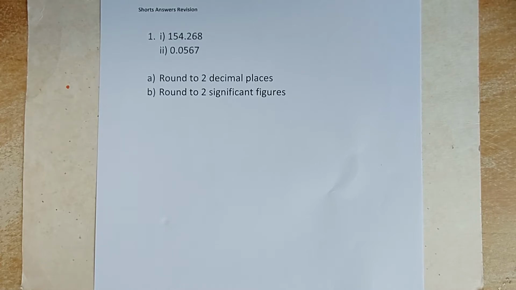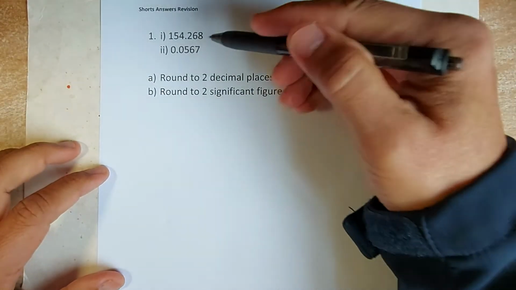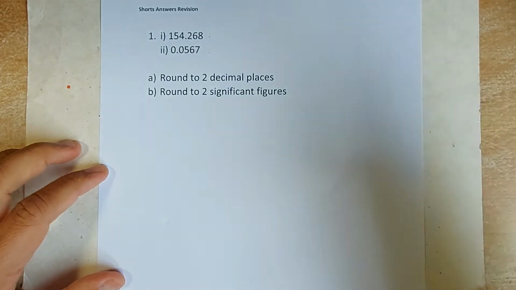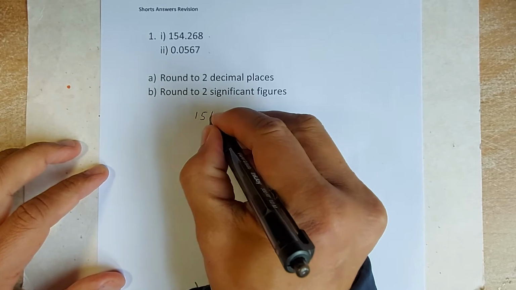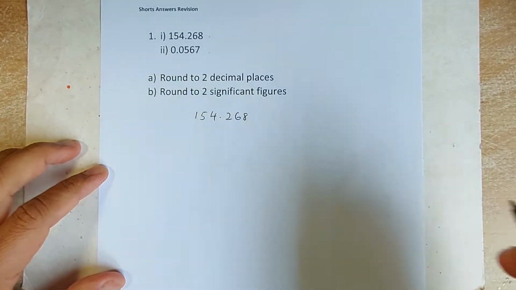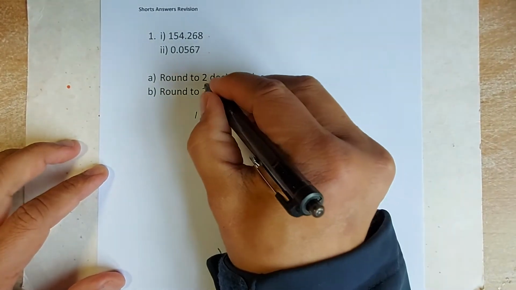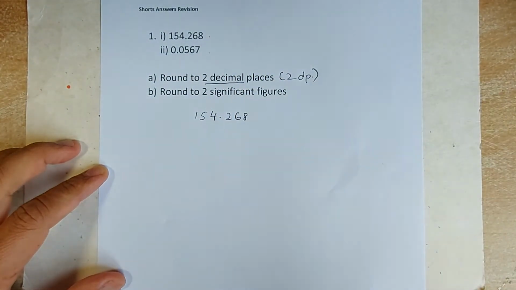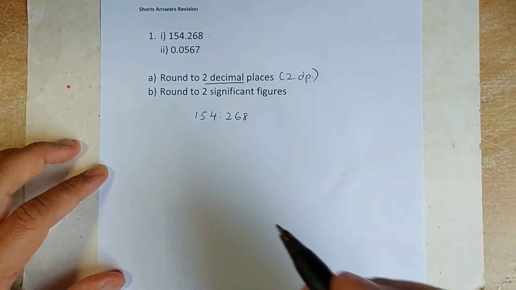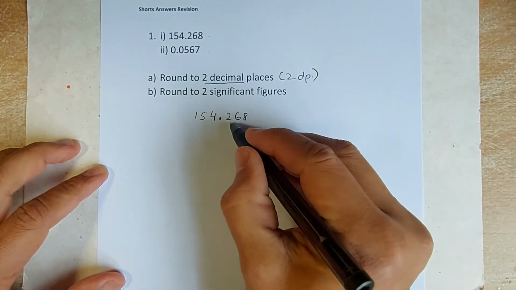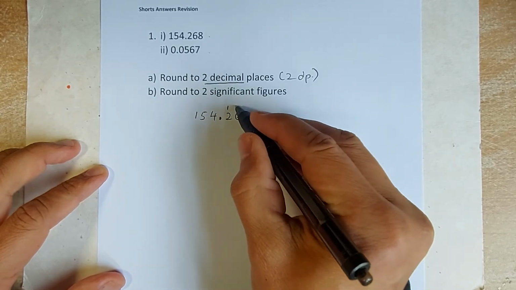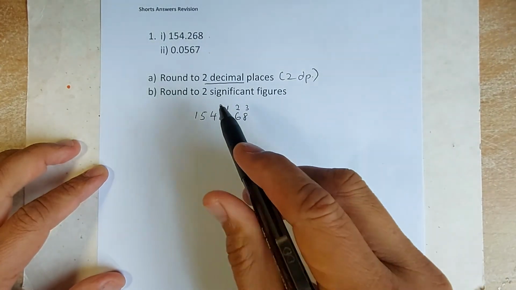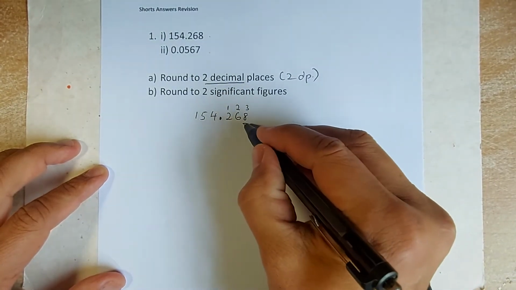Okay, the first question asks you to round the two numbers here to two decimal places, followed by two significant figures. So we shall do the first one, 154.268. If they ask you for two decimal places, or 2 dp, it means you must have two numbers after the decimal point. This is the decimal point. We look at the first number after the decimal point, this is the second, and this is the third. So if they ask you to calculate correct to 2 dp, you look at the third number.